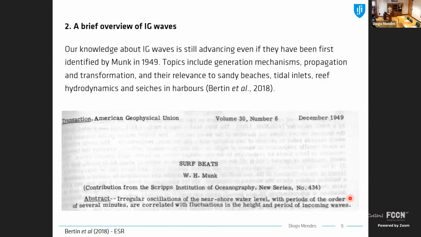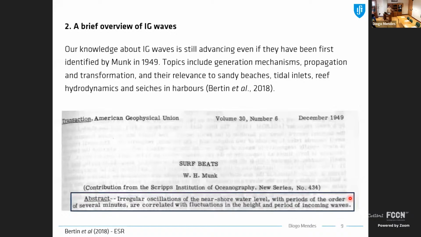I would like to look back to this seminal paper about infragravity waves and see the title. The title is very simple: surf beats. So infragravity waves can also be called surf beats. I also want to draw your attention to the abstract and compare the abstract that we write nowadays with the abstract that they wrote in the 50s. So, irregular oscillations of the nearshore water level with periods of several minutes are correlated with fluctuations in the height and period of the incoming waves.